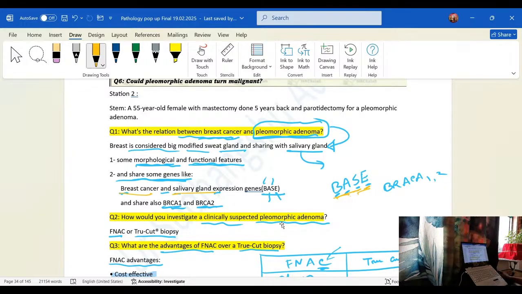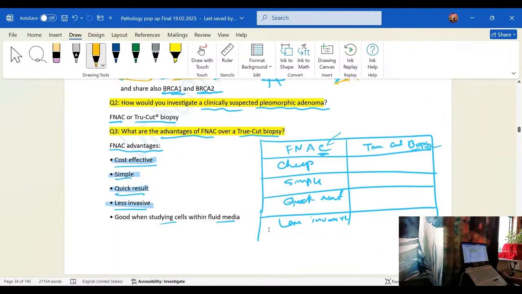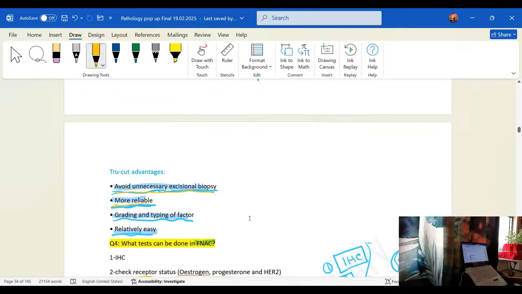FNAC is cost effective, simple, gives a quick result, is less invasive, and is good when studying cells within fluid media. True cut biopsy avoids unnecessary excisional biopsy and is more reliable.